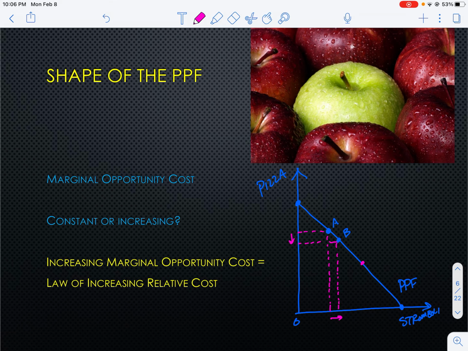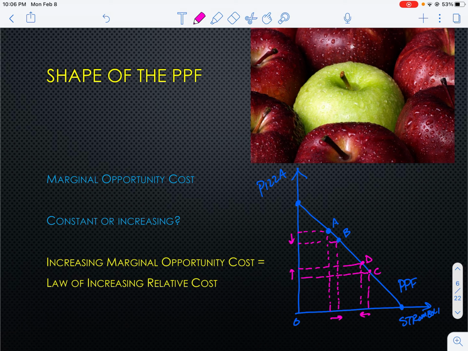And everywhere along the PPF, it represents a trade-off. There's some change in one good to get more of the other. You give up one to get more of the other. So the opportunity cost is evident. And you could move, let's say we'll call this C and D. Moving from C to D, I get more pizza, but I give up stromboli. So on the PPF, in a simple world where there are only two things that we can produce, the opportunity cost of producing one is always going to be the other.